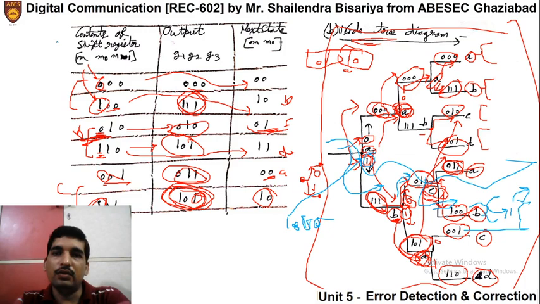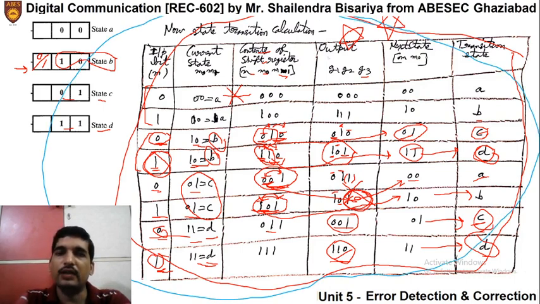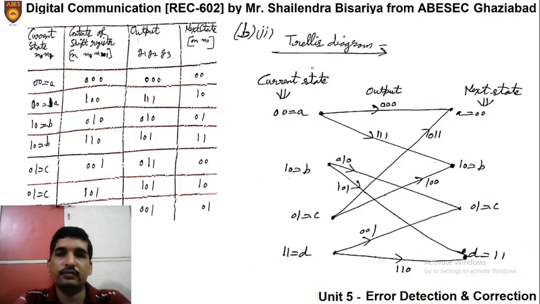Okay, so this is about the code tree. Similarly, if one is clear to you and this matrix, this table is in your mind, you can draw anything further, right? So now let us talk about the code trellis diagram. Again, we will keep in our mind this transition table.